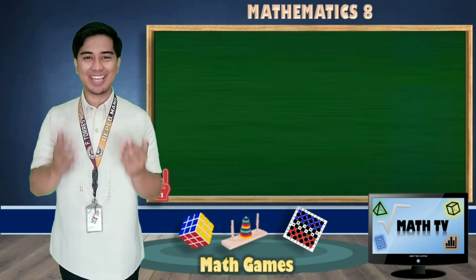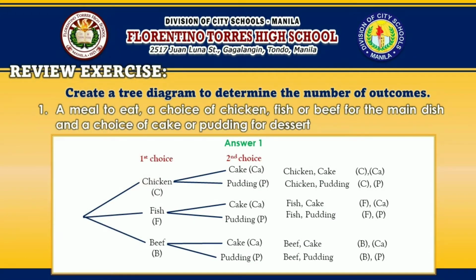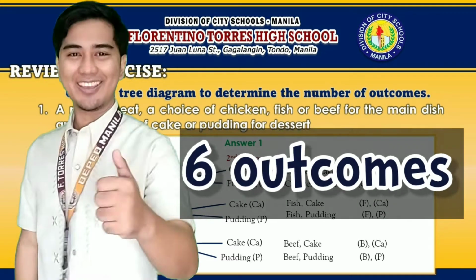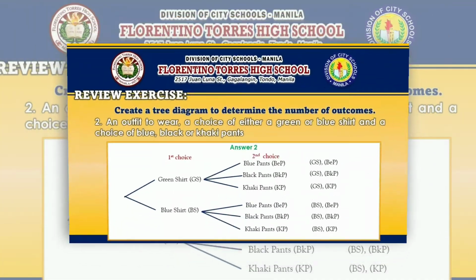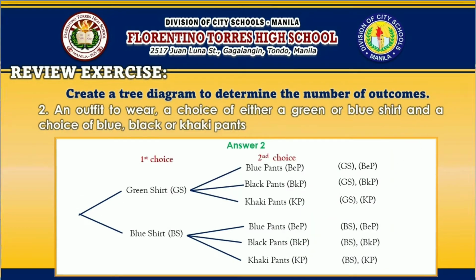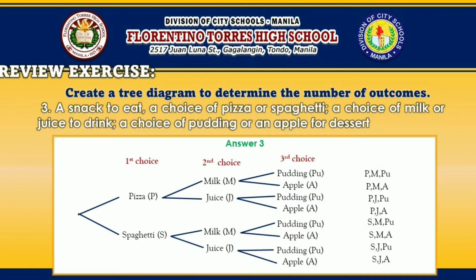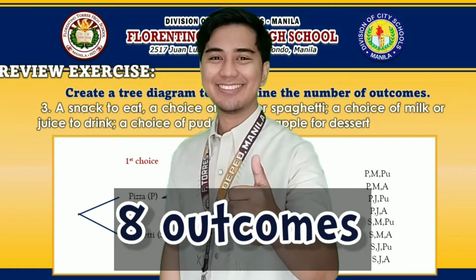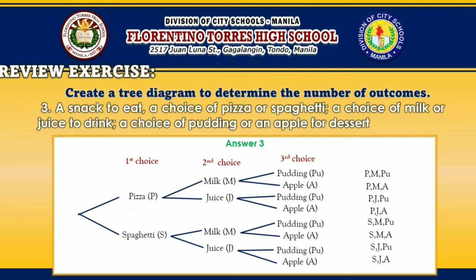So now, let's check your work. In number 1, how many outcomes are there? Nice! There are 6 outcomes. How about in number 2? How many outcomes are there? Excellent! There are also 6 outcomes. And lastly, number 3. How many outcomes are there? Very good! There are 8 outcomes. Congratulations!